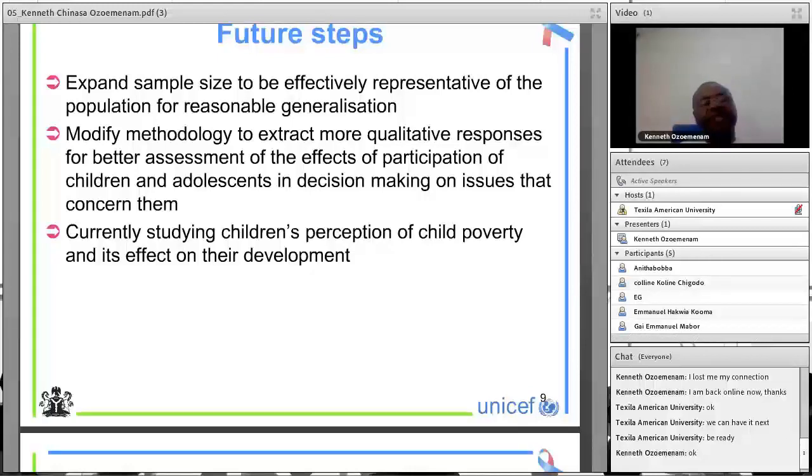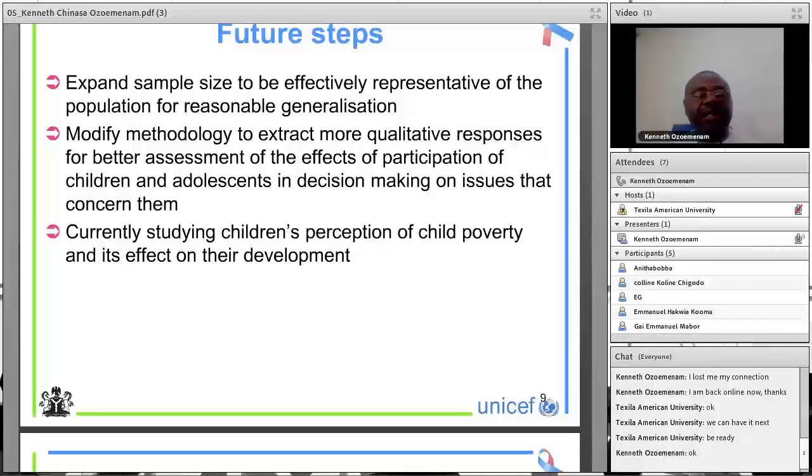I suggest that there's need to increase the sample size to be more effectively representative of the population for reasonable generalization of the study. This had to be taken within the constraints that we faced in conducting this study. But we were thinking that if resources were more available and samples were larger, then we can reasonably generalize the results to cut across the entire country. Methodology could be modified also to extract more qualitative responses for better assessment of the effects of participation on children. If we make the methodology more robust, we will be able to have a better assessment.